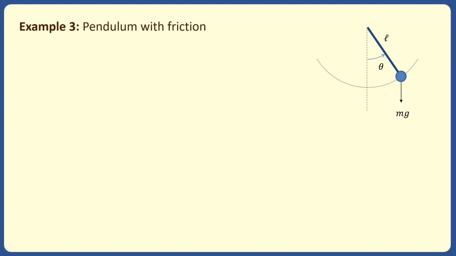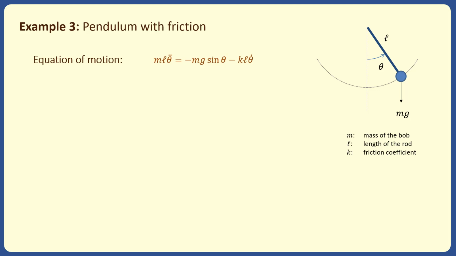This system is a pendulum with friction, where m is the mass of the bob and L is the length. We assume the rod is rigid and has zero mass, and there is a frictional force resisting the motion which is proportional to the speed of the bob. We denote the coefficient of friction by k. The dynamical equation of this system is in this form, which is a nonlinear equation as there is a sine function on the right-hand side of the equation.